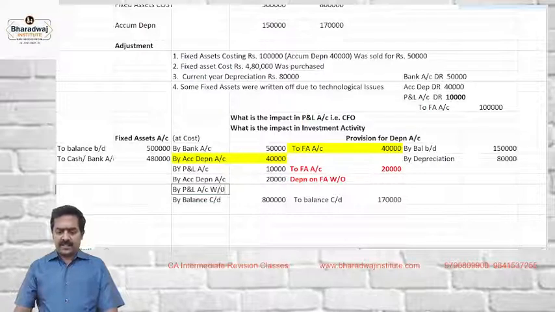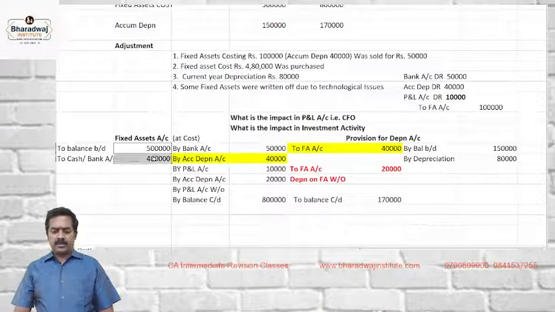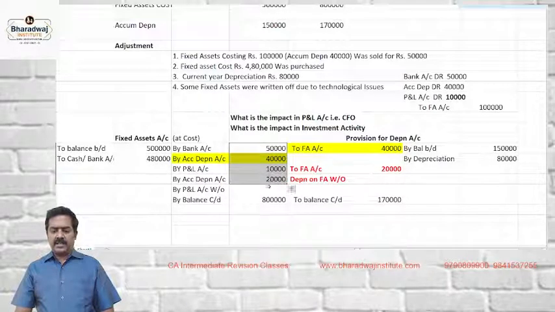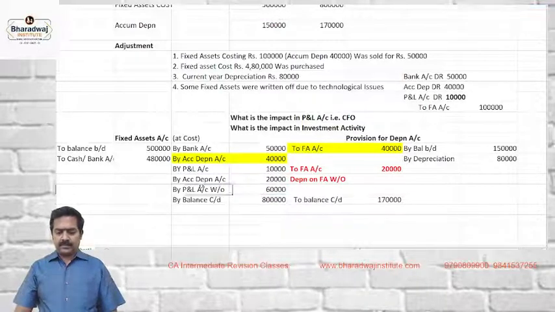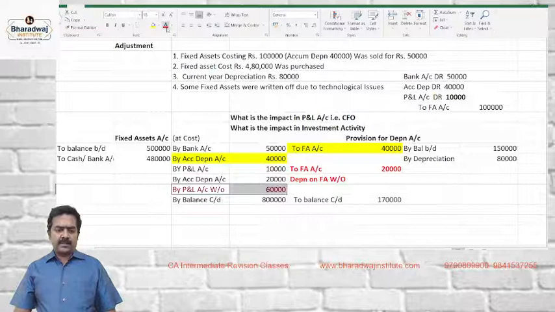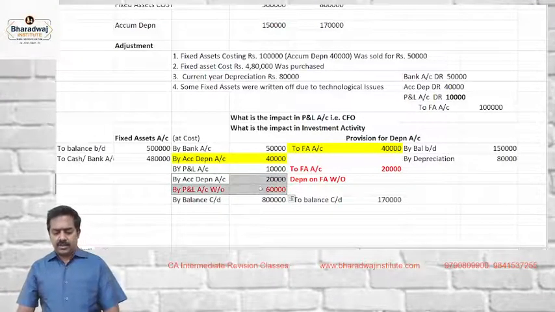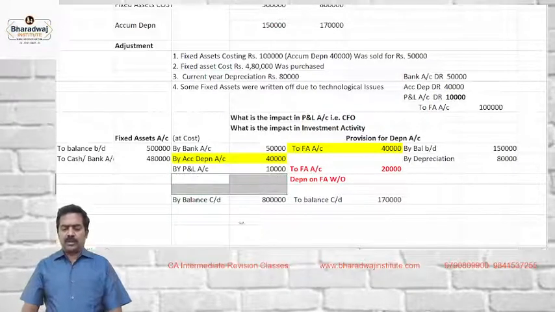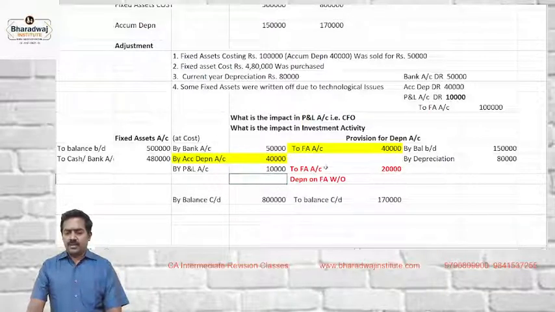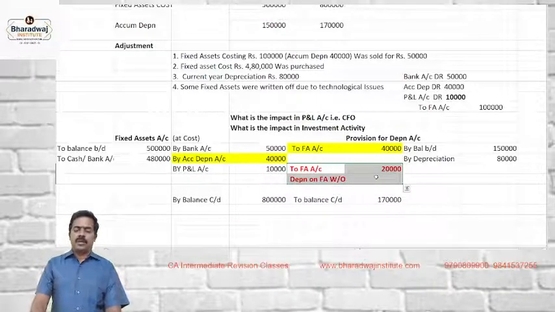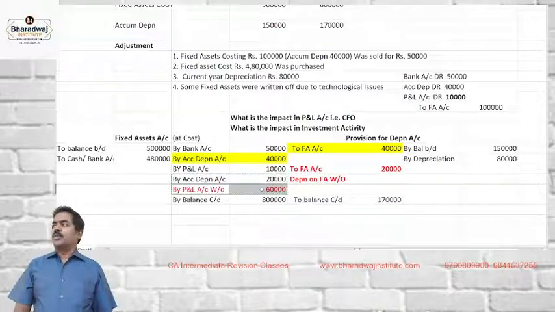Asset written off. Asset written off means the asset has no value, it's written off, that's all. So how much do you get? 9,80,000 minus all these things. This is a balancing figure. Otherwise, without these two, if you tally the account, what is the balancing figure? You will get 80,000. So this balance in depreciation is attributable to what? Asset written off. So the balancing figure is like the book value of the asset written off.